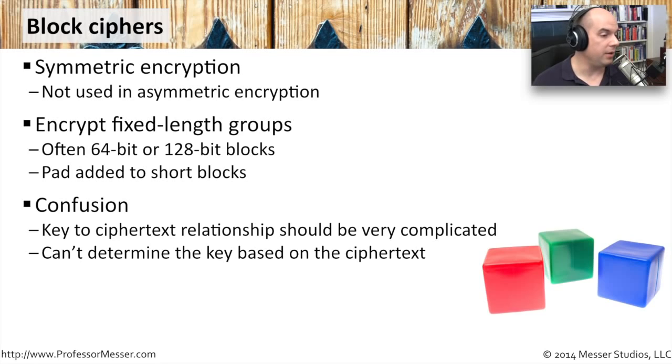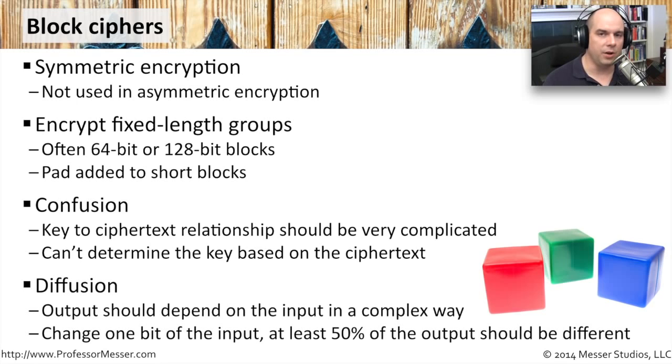One of these is something called confusion. That means that the resulting ciphertext that you get should look very different than your key. There should not be a way that you could look at the encrypted data and somehow figure out the key based on what you're seeing inside of the encrypted data. That is called confusion. And that means that it's a very complex and very complicated relationship between the key and the ciphertext that is created.